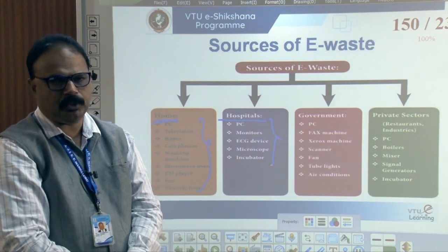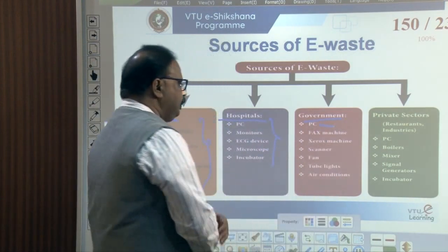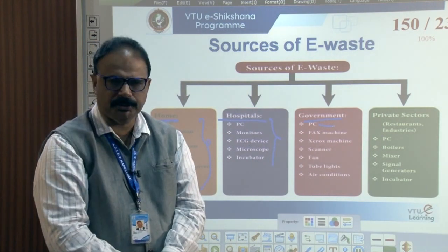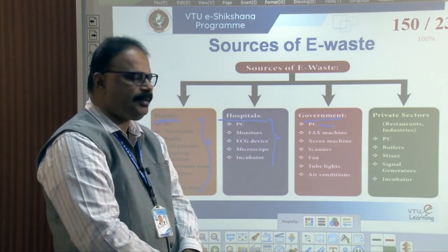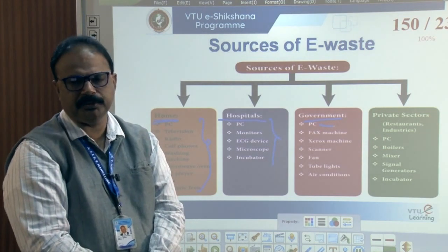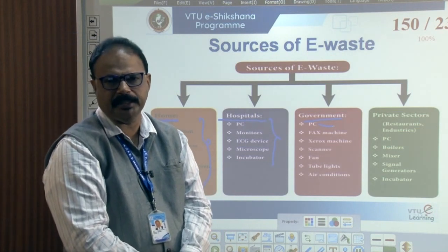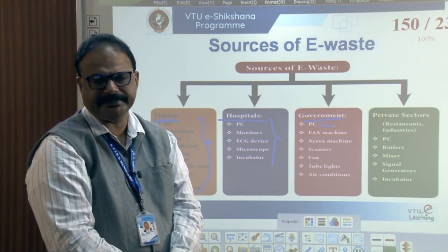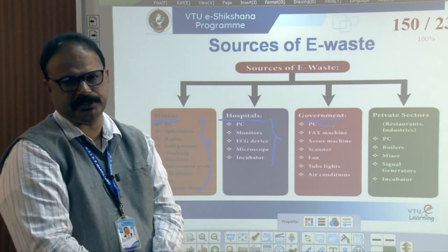In government offices or the private sector, government offices also have PCs, fax machines, Xerox machine waste, scanner waste if it is spoiled, fans, tube lights and air conditioners. In a government office we will get e-waste like PCs, fax machines, Xerox machines, scanners, fans, tube lights and air conditioners.